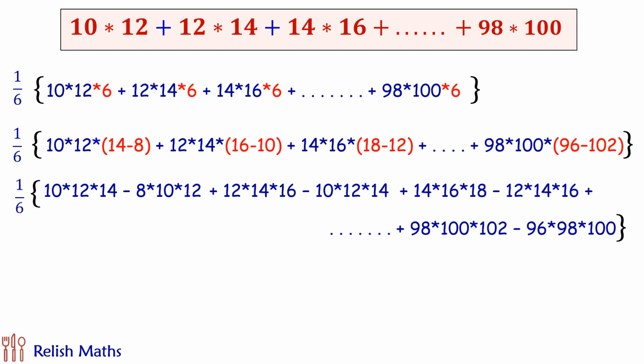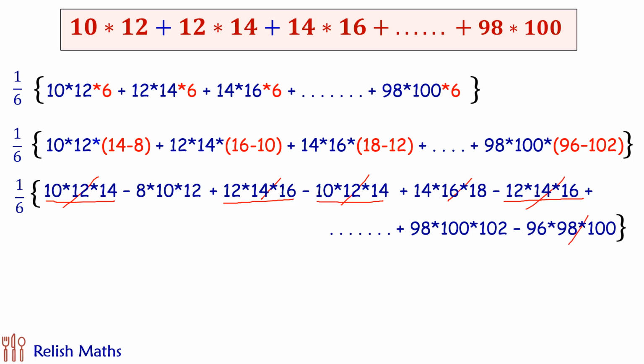Now here, if we see, this particular term is 10 times 12 times 14, a positive term, and here this term is coming as a negative term. So these terms will get cancelled out. Same way here 12 times 14 times 16, and this is negative of 12 times 14 times 16. So these terms will get cancelled. So when we open it up, all the terms are getting cancelled except for two terms.